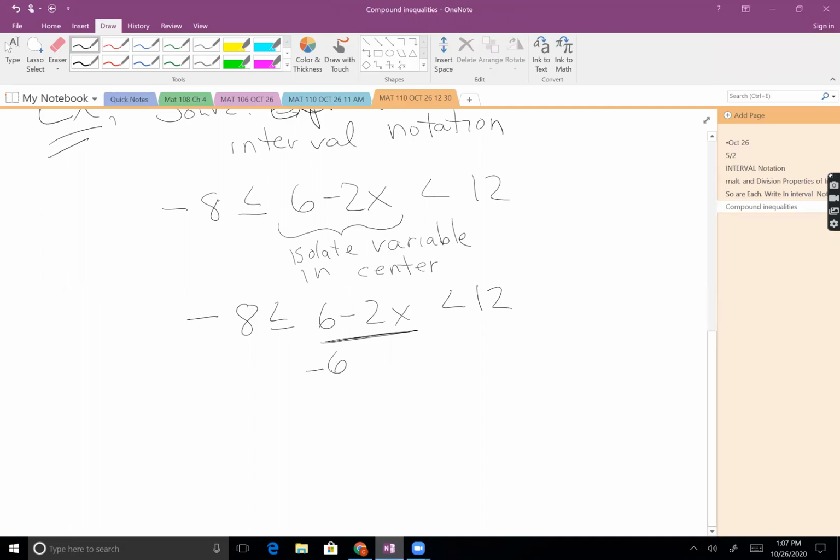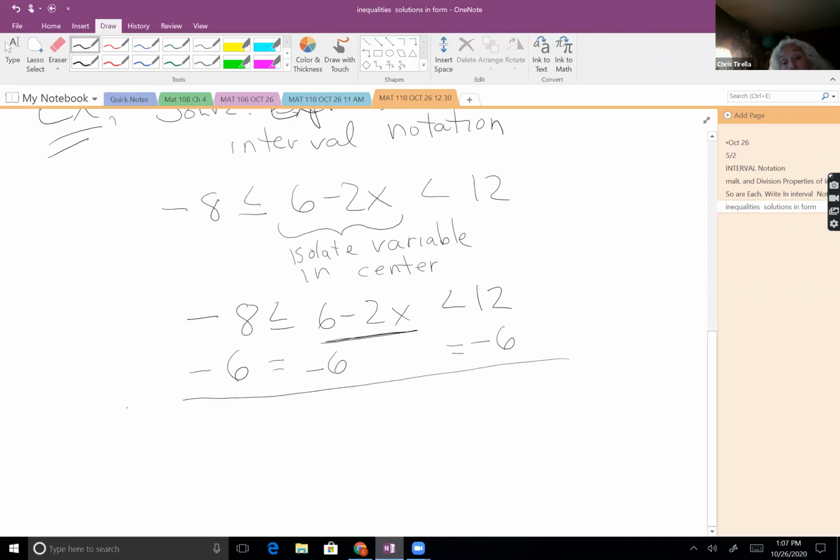Yes. But with these, whatever I do to one side, I have to do to all three sides. I'm doing three things at once. We're multitasking. So that gives me -14. That gives me -2x. That gives me 6. And because we were subtracting, my inequalities remain the same.